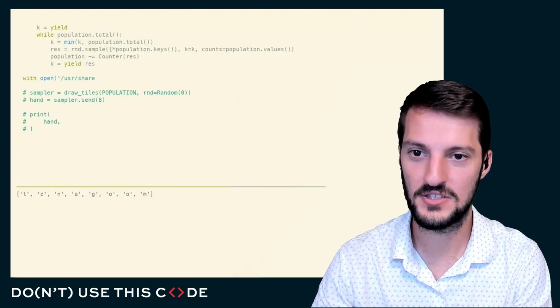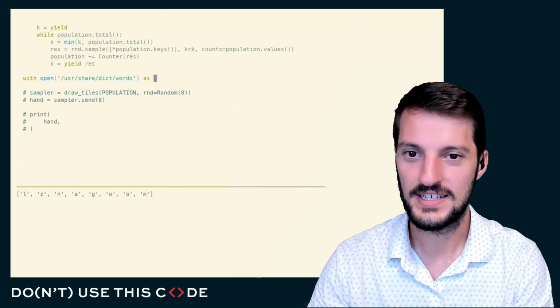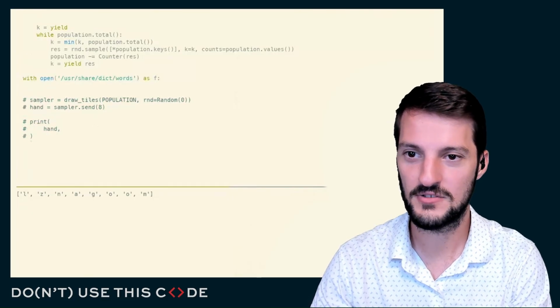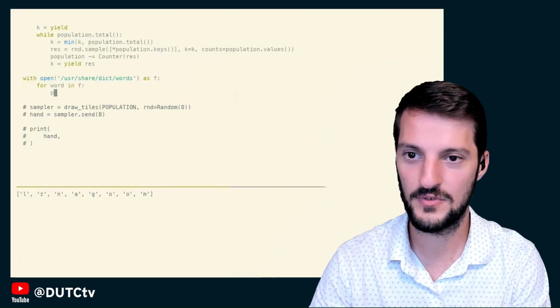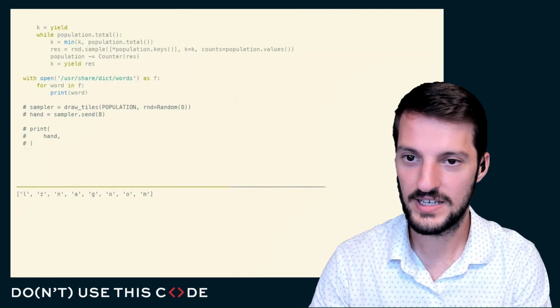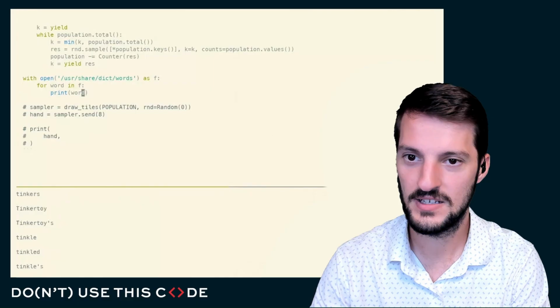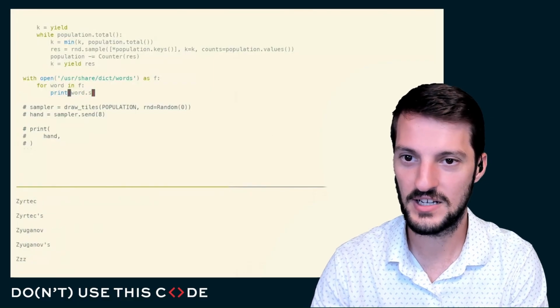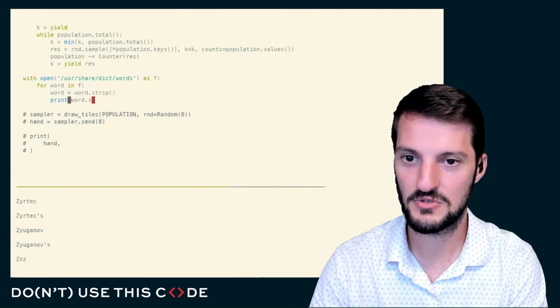So I'll just tap into /usr/share/dict/words as F, and then this should have one word per line. So we'll call word in F, and just print out each word and give that a go. That looks good. And this will be word.strip, just to get rid of that extra newline.